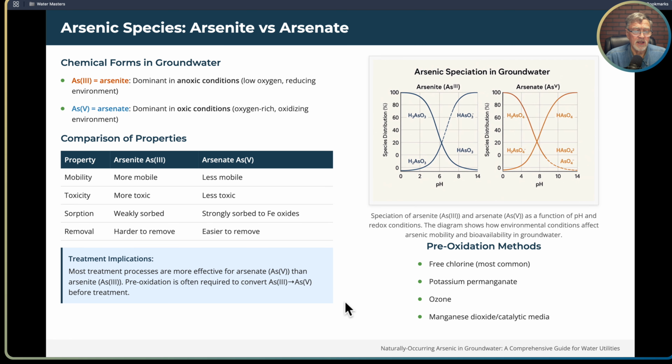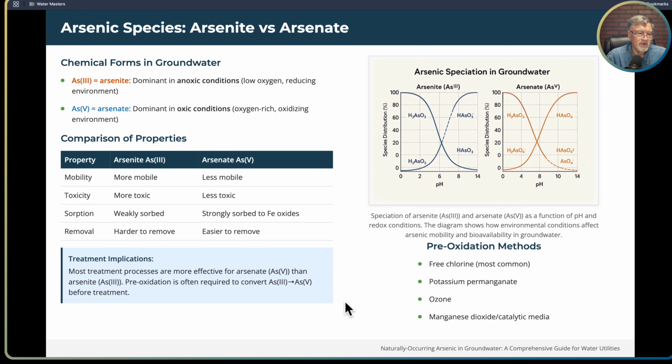So the comparison of the properties, mobility: arsenic 3 tends to be more mobile, arsenic 5 less mobile. Toxicity: arsenic 3 is a lot more toxic, arsenic 5 less toxic, although it's still toxic. The EPA's MCL does not differentiate between arsenic 3 and 5, by the way, so it treats them both the same. Sorption: arsenic 3 is weakly sorbed, which means it's going to be more mobile, and arsenic 5 is strongly sorbed to iron oxide. So unless there are some geochemical situations, it will tend to stay sorbed and probably not be as mobile. And that's kind of what we're looking at up there.